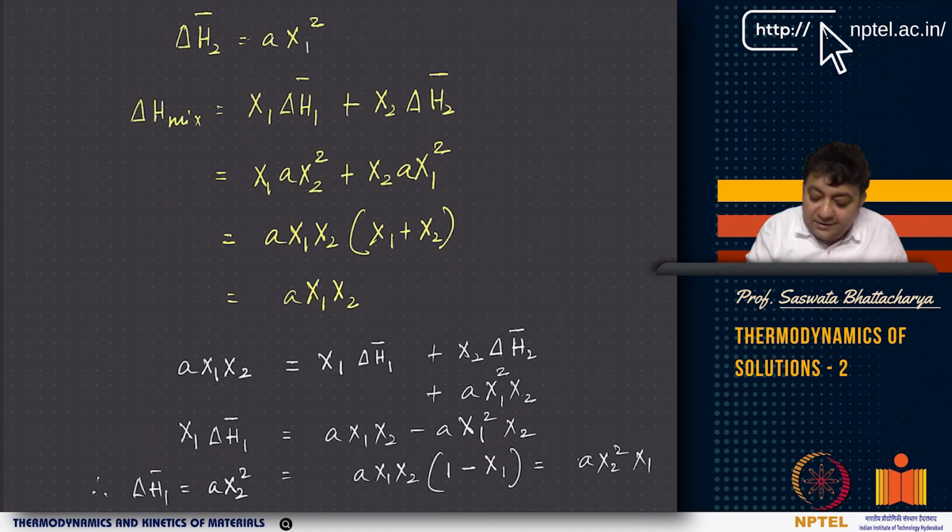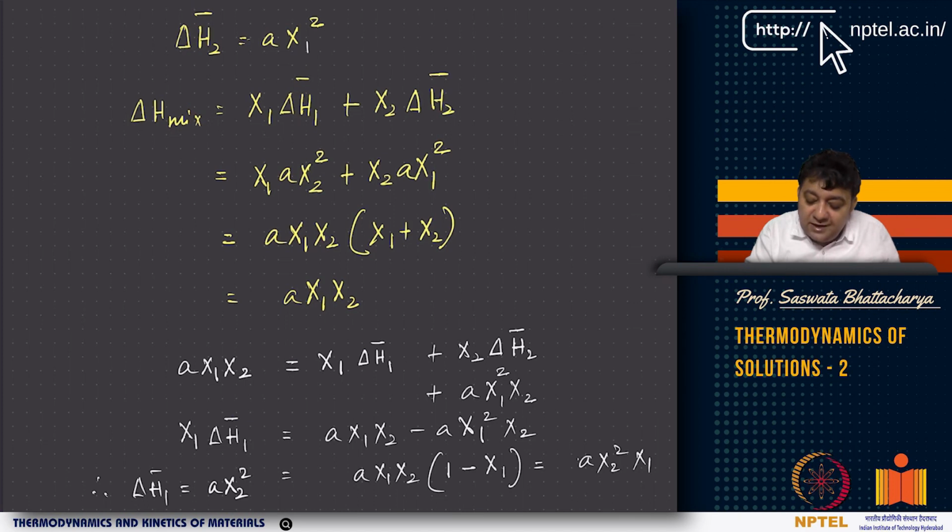Then again, I just plug it in here, so it becomes a x1 square x2, and here it is a x1 x2, and this is x1 delta H1. So I take this minus this, so this equals this part minus this part. Which is now, delta H2 bar we know is a x1 squared, so I put it back.